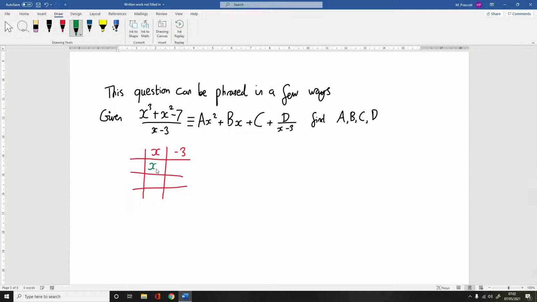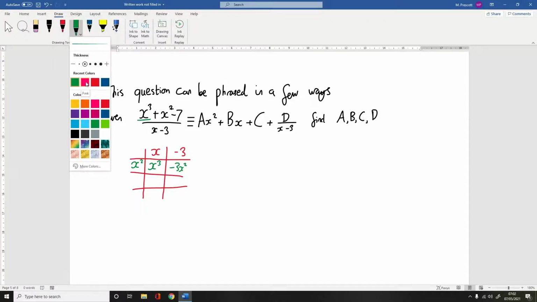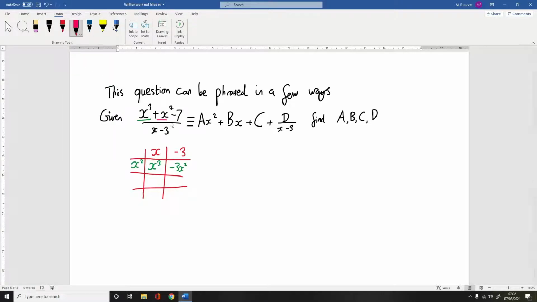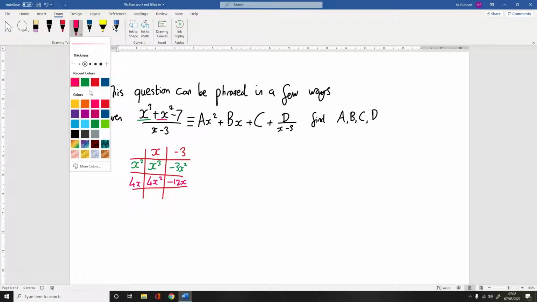So we're going to start with x cubed. That means this is going to be x squared, this is going to be minus 3x squared. But we don't want minus 3x squared, we want x squared. So we're going to need to add 4x squared to that, which means this is 4x, it means this is minus 12x. But we don't want minus 12x either, we want 0x.